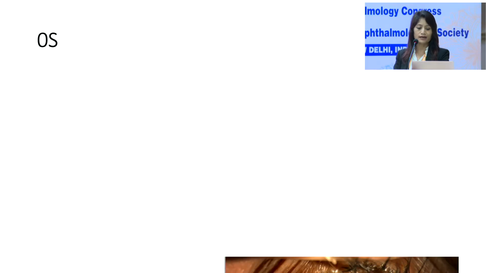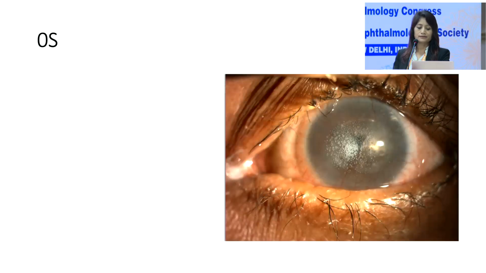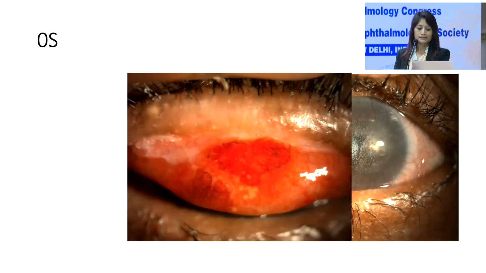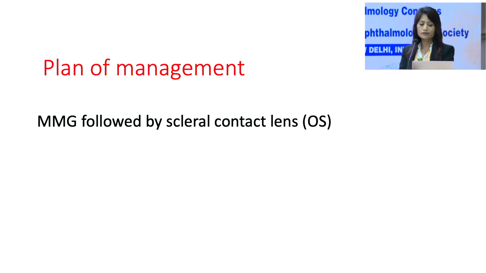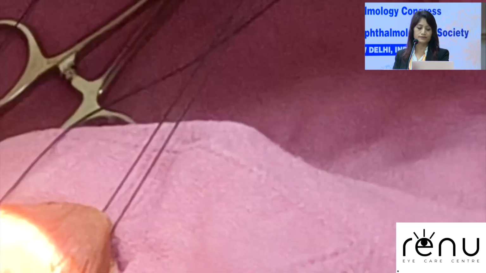In the left eye, we can see she was already wearing a normal BCL with some deposit on it. The cornea was vascularized, and there was scarring. This is on eversion of her upper lid; we can see the keratinized lid margin. And this is the lower lid, where we can see the extent of the lid margin keratinization. So we decided to go ahead with the mucous membrane grafting, followed by scleral contact lens in her left eye.